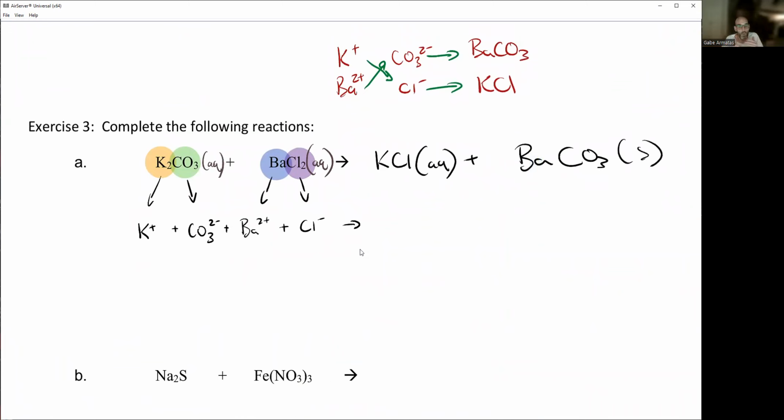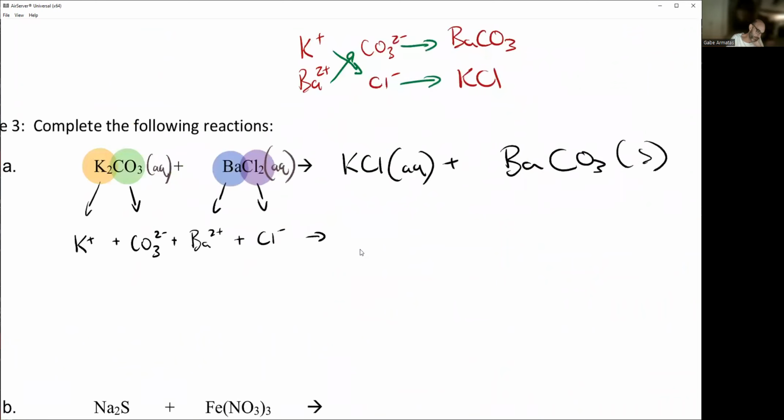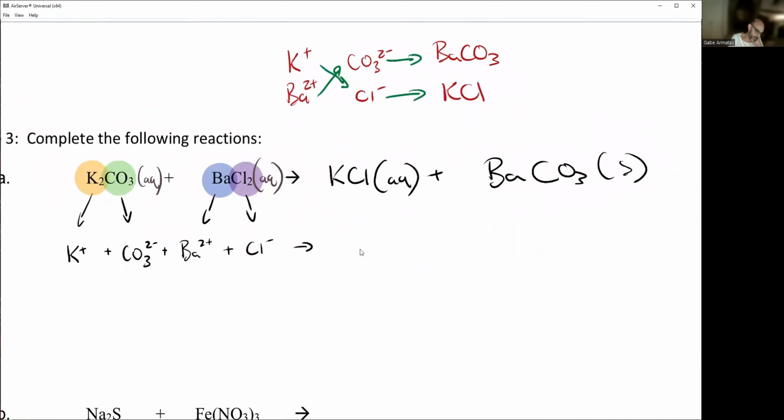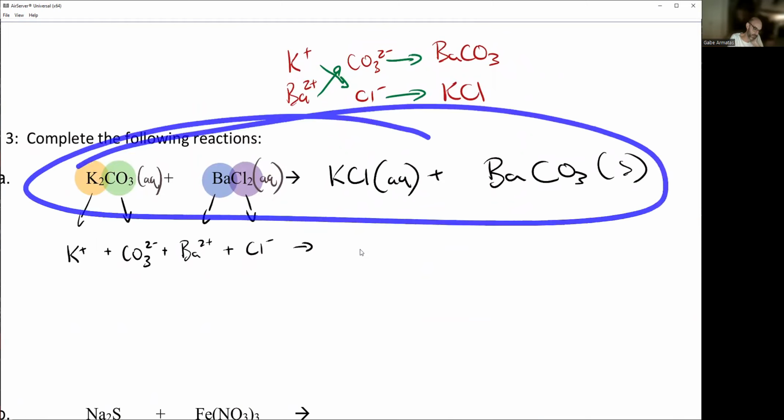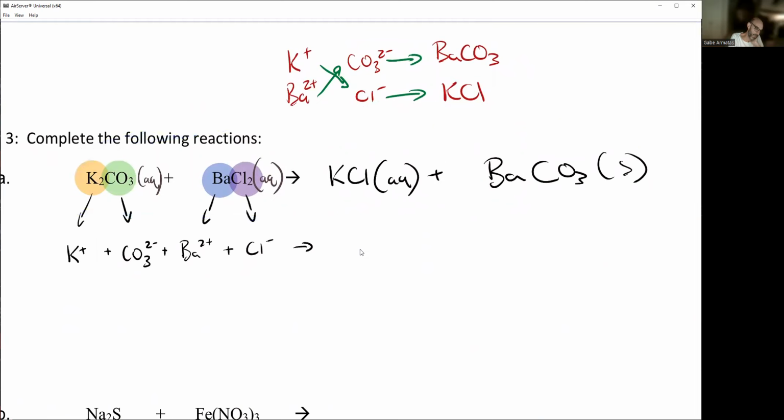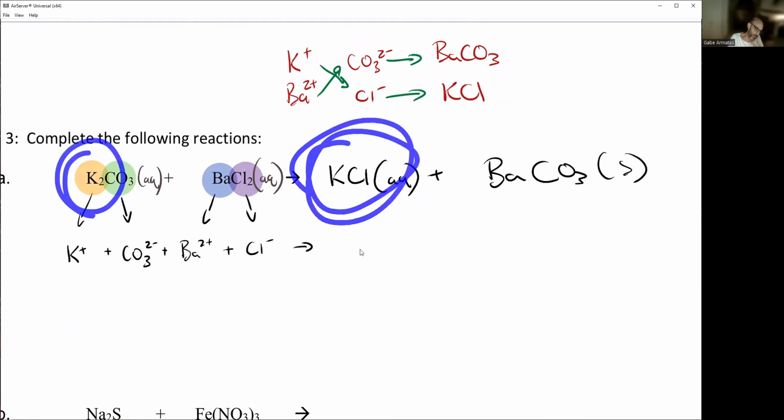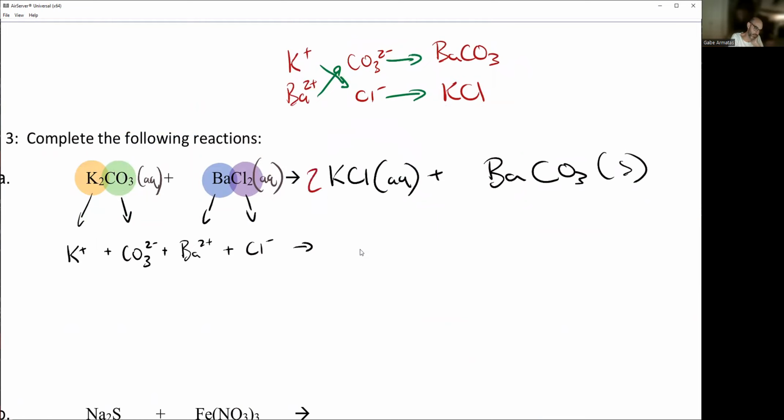Okay, I know these are long, but you're going to get better at them. So we could do a couple of things. First thing I want to do is balance, and this is the best way to do it, this upper equation first. Let's do that. I have 2 potassiums on this side. I only have 1 on this side, so I'm going to toss a 2 in front to balance them.